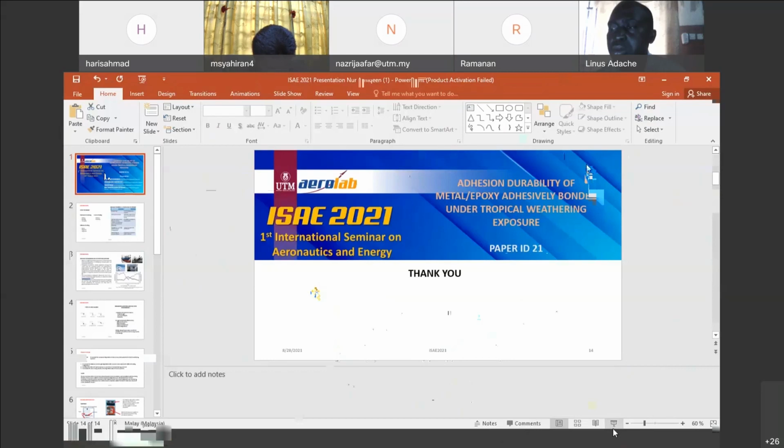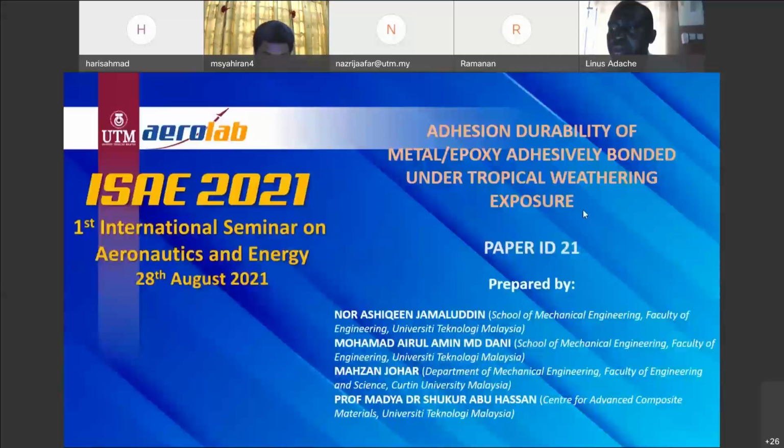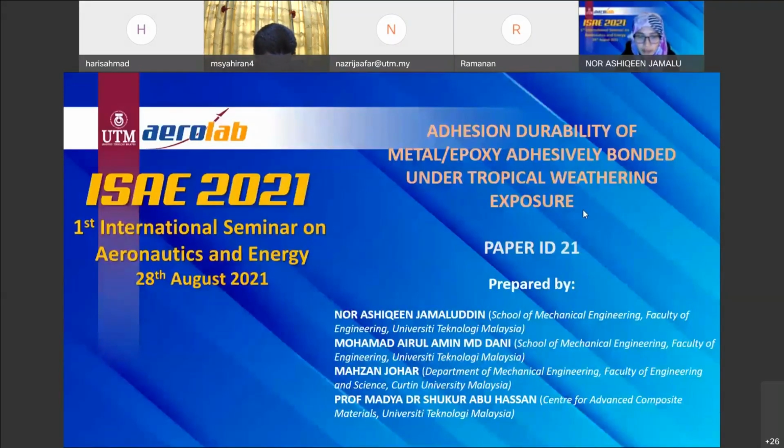My name is Nur Ashikin from the School of Mechanical UTM. The paper is a collaborative work between Muhammad Airul Amin and Dr. Syukur bin Abu Hassan from the Centre of Advanced Composite Materials UTM. Today I present a study titled Adhesion Durability of Metal Epoxy Adhesively Bonded Under Tropical Weathering Exposure.